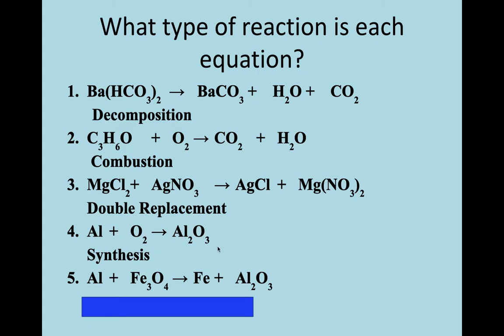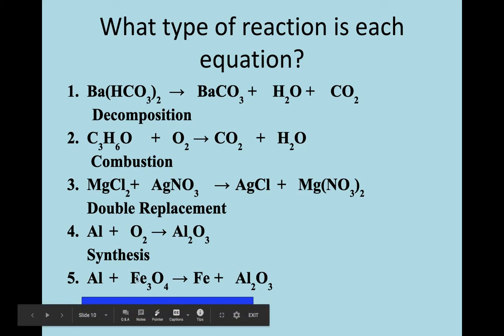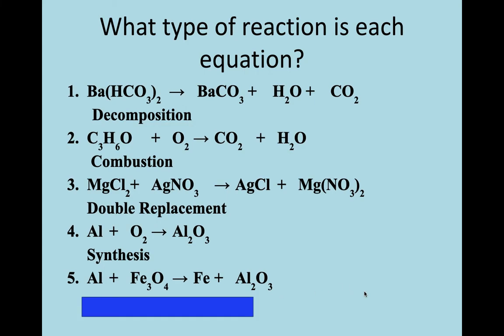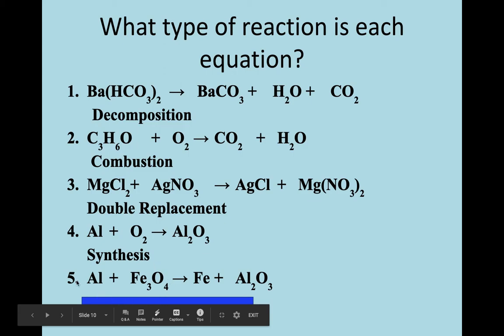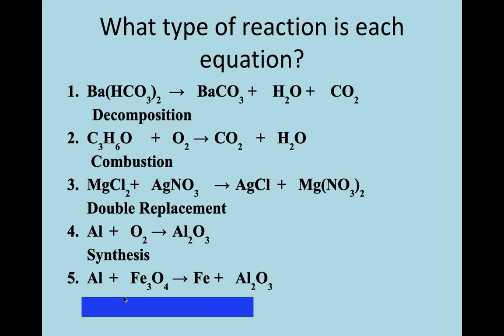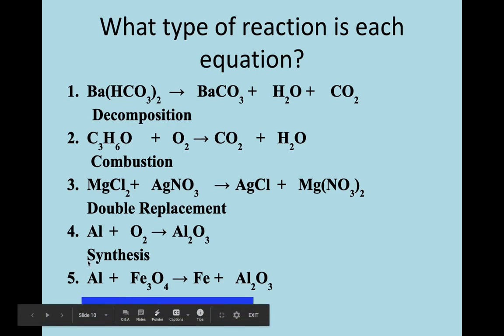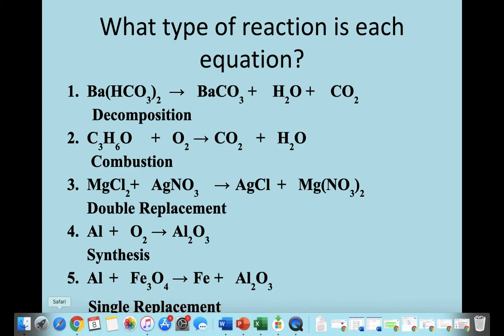All right, number 5. We have aluminum plus Fe3O4 yields Fe plus Al2O3. So we can go through our checklist. Is it addition or synthesis? Do you have two things coming together to form one? No. Is it decomposition? Do you have one thing on the left being broken apart? No. Is it single? Do you have a single element on the left and a different single element on the right? Yes, you have aluminum here and iron here. So we know that it has to be single replacement or single displacement.